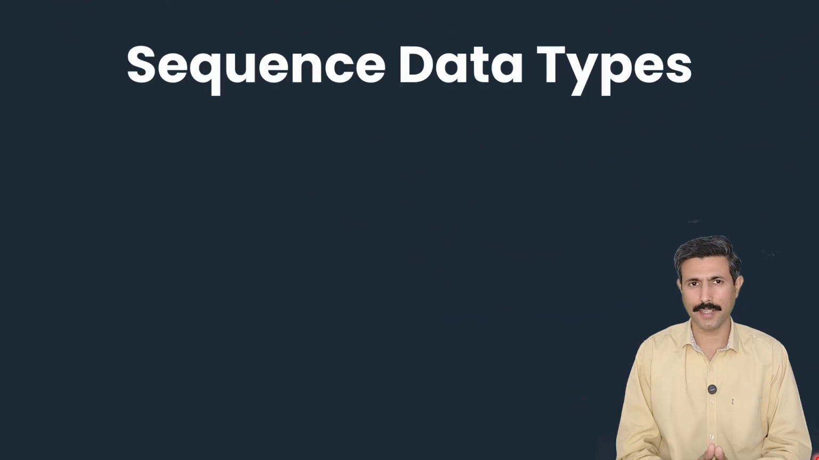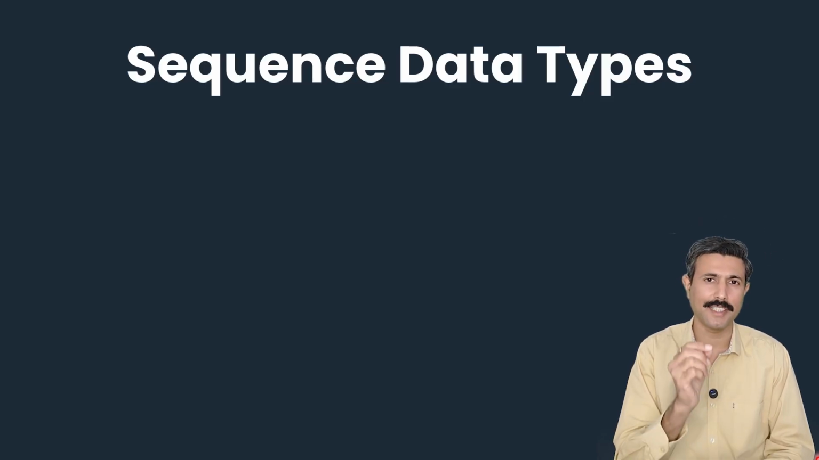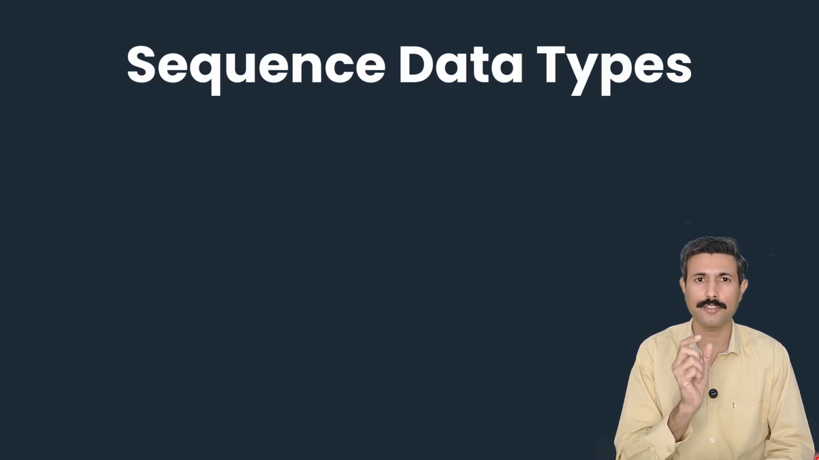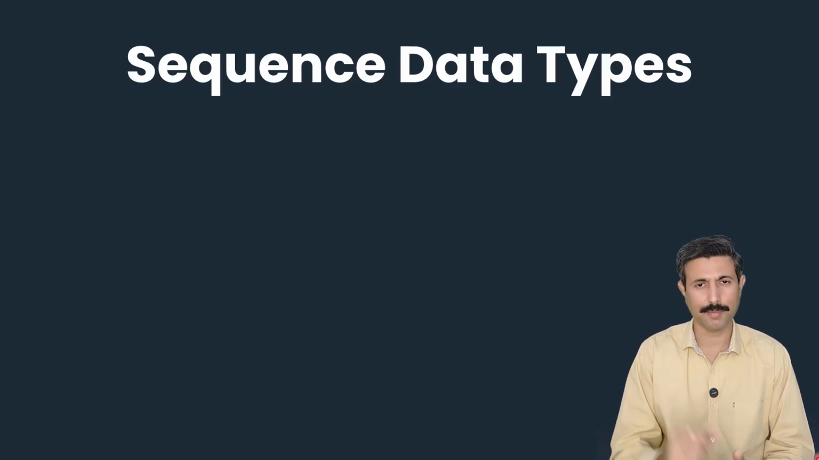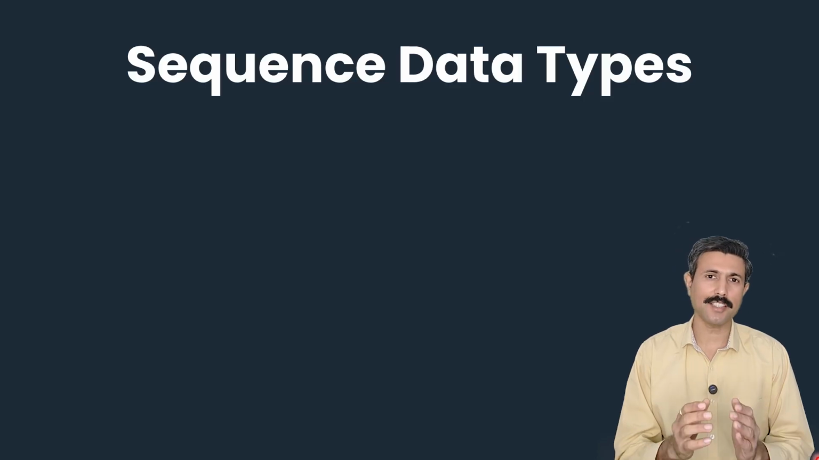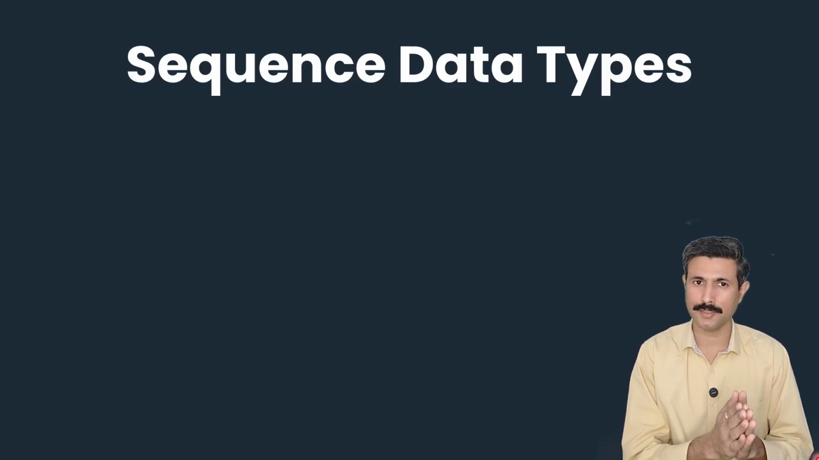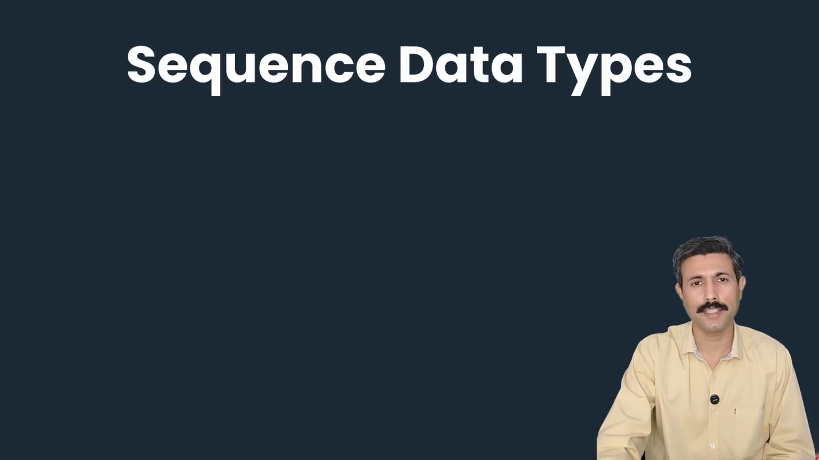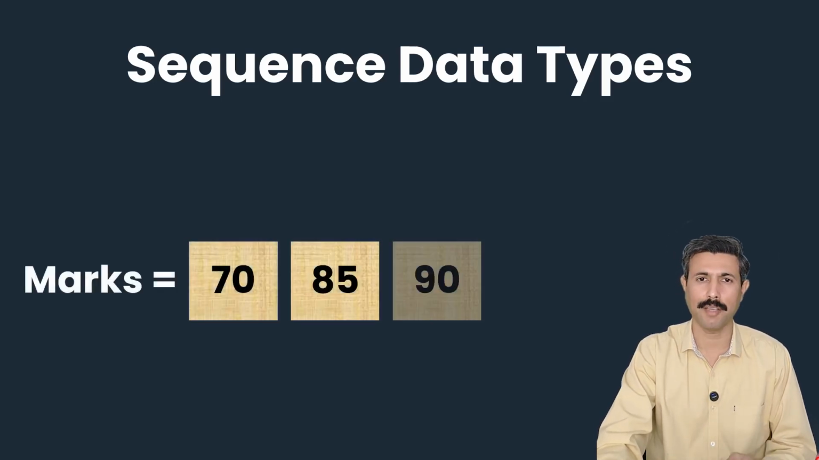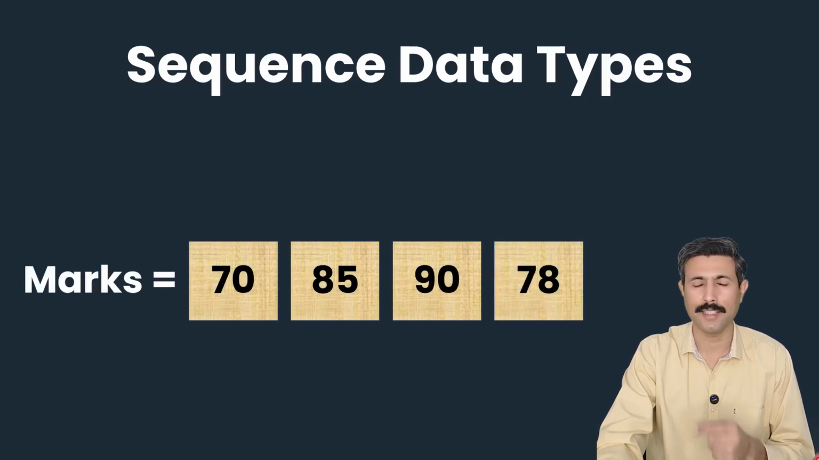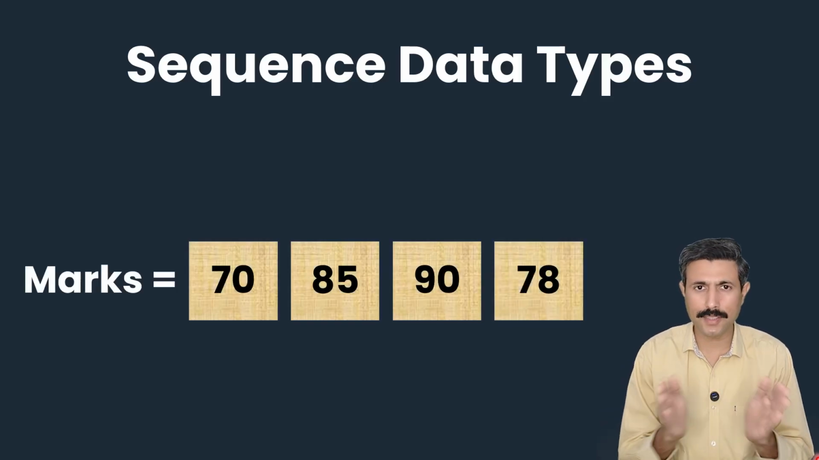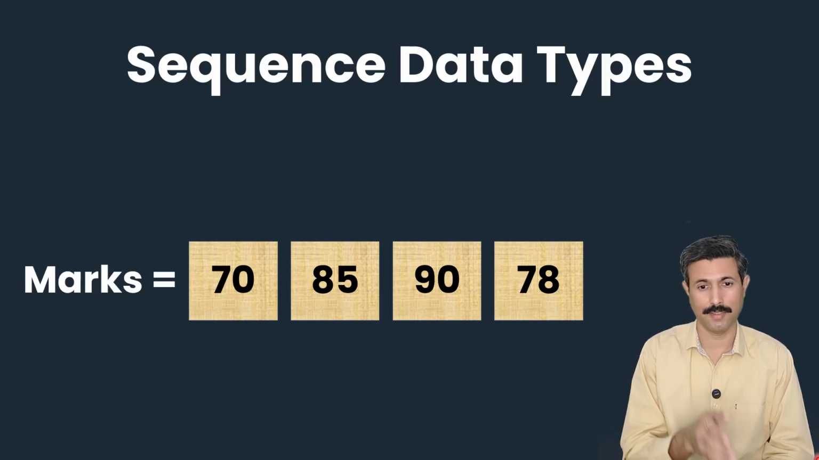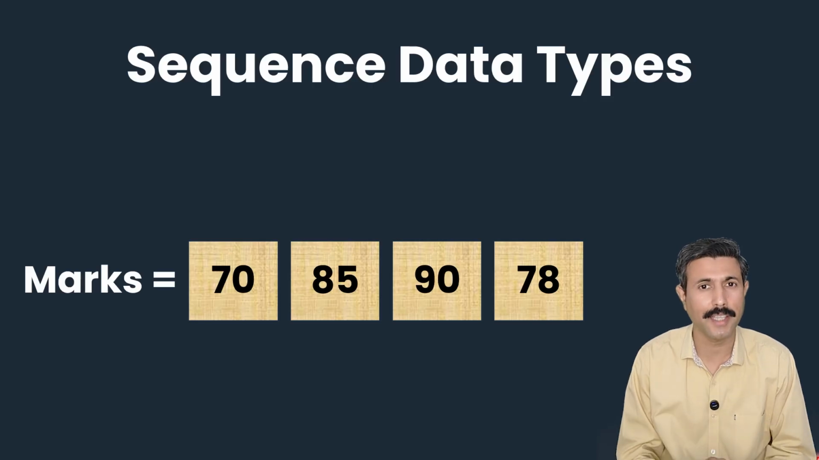Now first let's understand what exactly a sequence data type is. A sequence in Python is nothing but a collection of multiple elements stored in a specific order. And each element in a sequence has a position and an index number. Let's take an example. Here we have marks which are 70, 85, 90 and 78. All these values are stored together and the order is maintained. First is 70, then 85, then 90 and then 78.